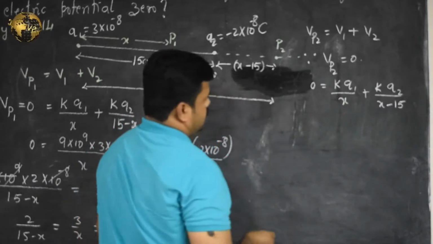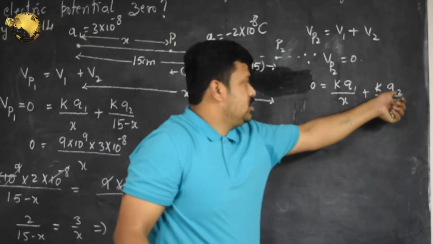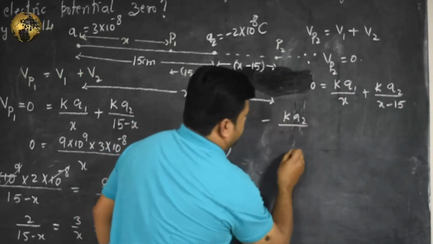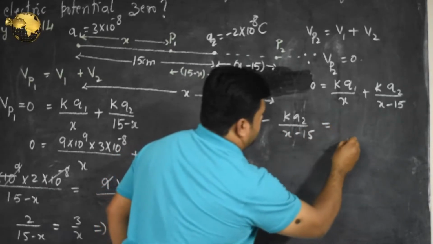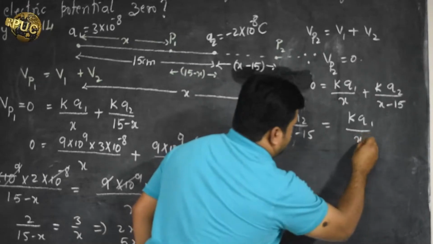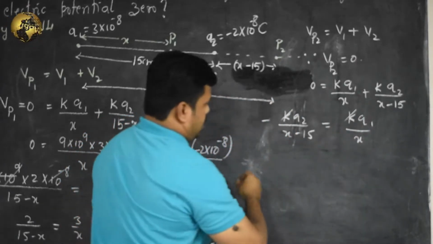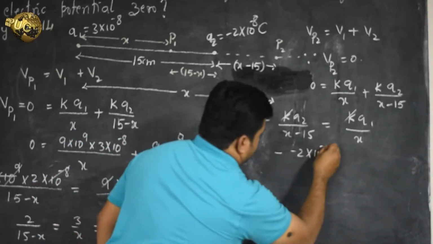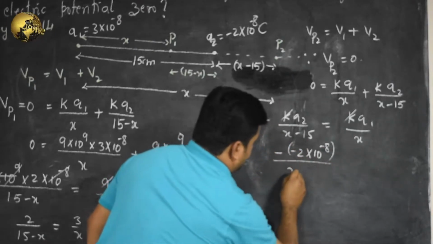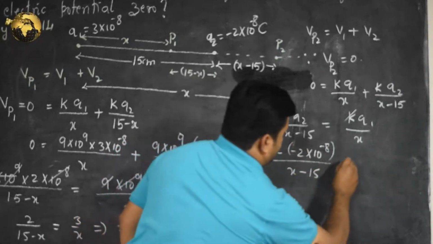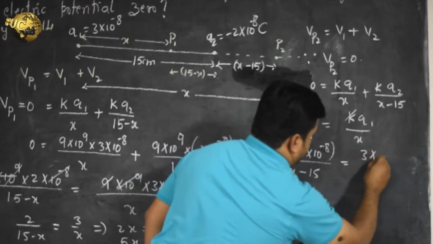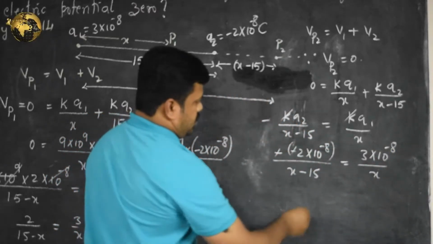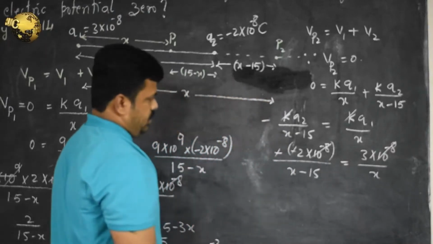So let's substitute the values, and as one more thing we can do, since Q2 is negative, I take this onto this side. So what happens? K Q2, that is minus of x minus 15, is equal to K Q1 divided by x. So K gets cancelled. Let's substitute the value. Minus of Q2 is minus 2 into 10 to the power minus 8, all divided by x minus 15, which is equal to 3 into 10 to the power minus 8, all divided by x. So minus into minus is plus, and 10 to the power minus 8 cancels with 10 to the power minus 8.